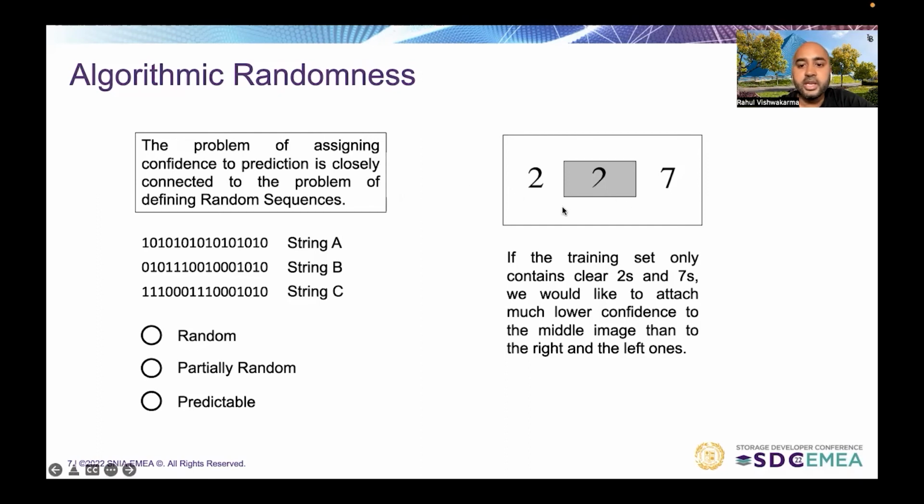Now suppose the data is not clear, in fact, in our terms, the credibility of the prediction. In that case, if we get something predicted like this, we need a quantification to decide whether this is really 2 or 7.